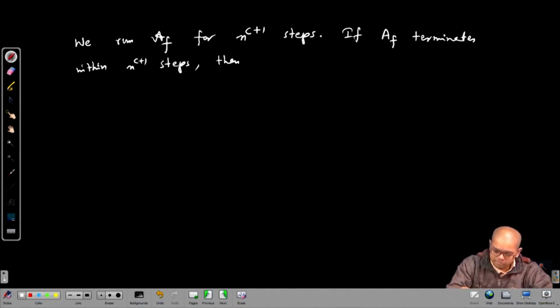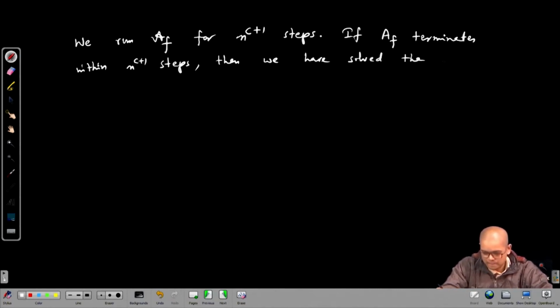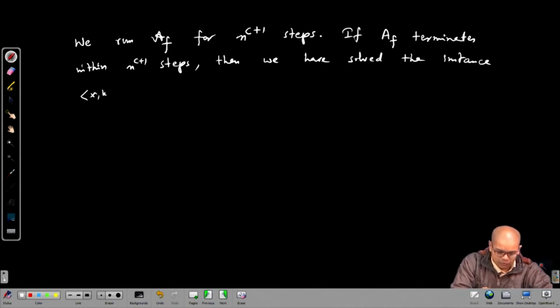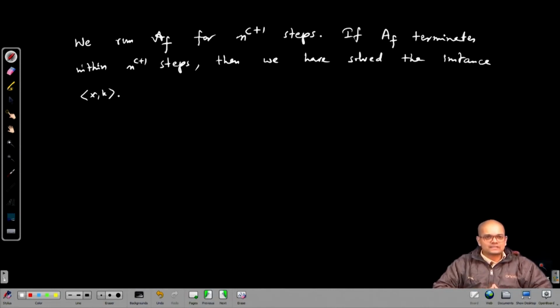then we have solved the instance X comma k, and once solved we can always output accordingly. If the instance is found to be yes instance, we can output a dummy yes instance, and if the instance is found to be a no instance, then we will output a dummy no instance. Okay.